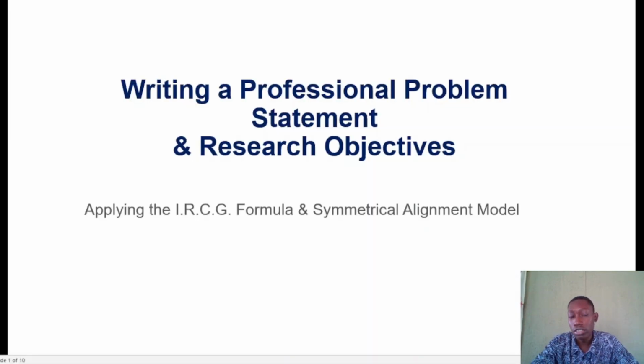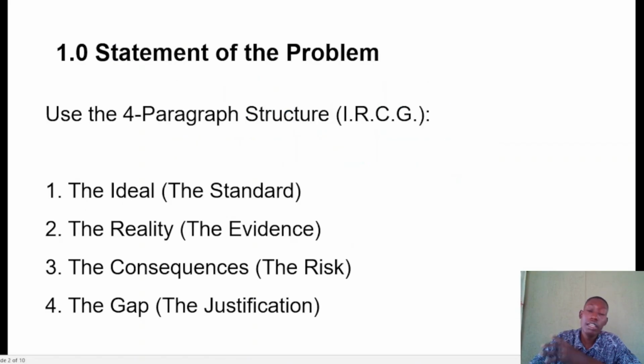So, writing a professional problem statement and research objective. We are going to use a formula I call the I.R.C.G formula to write our statement of the problem. The I.R.C.G has four parts: the ideal, the reality, the consequences, and the gap.